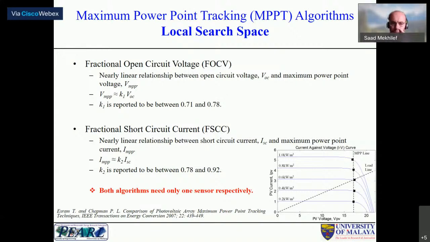The same goes for the fractional short circuit current. Also, IMP is equal to K times ISC. For example, at any point here, you have a certain current, and that will determine the voltage. Both algorithms need only one sensor, either a voltage sensor or a current sensor. So in terms of cost of implementation, it's cheaper.